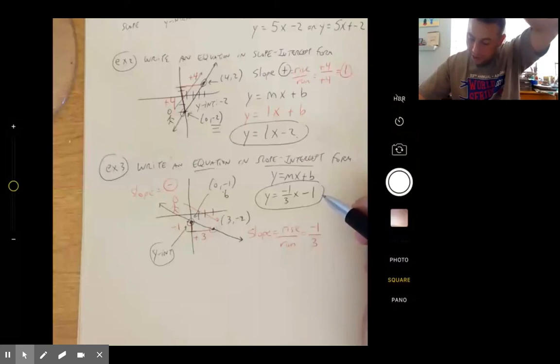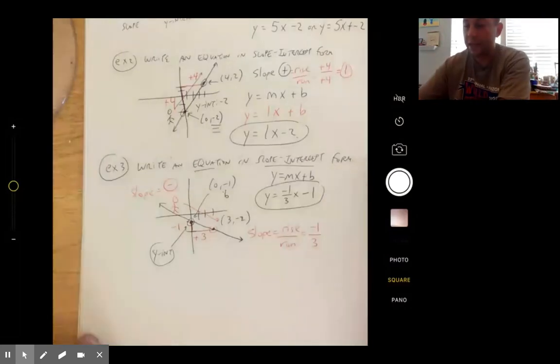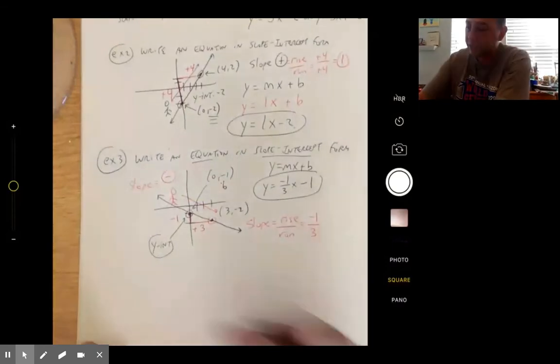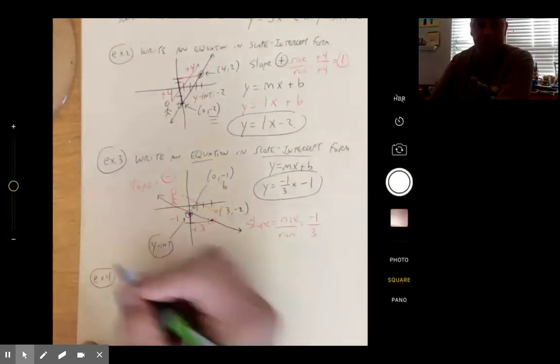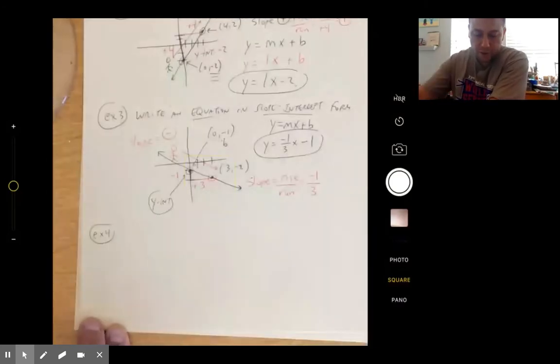Now what happens? We've got a couple examples where there are pictures. But what if we don't have a picture? What if I just give you some points and we have to see if we can figure out what the equation would be? So that's what example 4 looks like. What if I gave you one that looks like this?